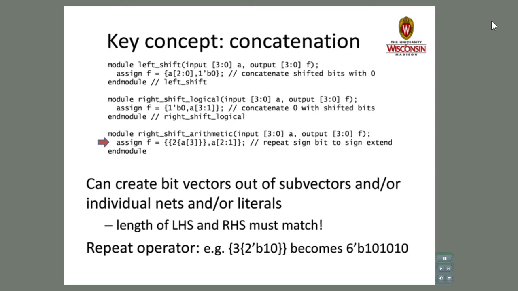The third example shows an arithmetic right shift, where we perform sign extension to make sure that right-shifted negative numbers stay negative after the shift operation. This is accomplished by repeating the sign bit twice as the first component of the concatenation operation. This example introduces the repeat operator, which gives us a convenient way to replicate individual bits or vectors of bits as part of a concatenation operation.